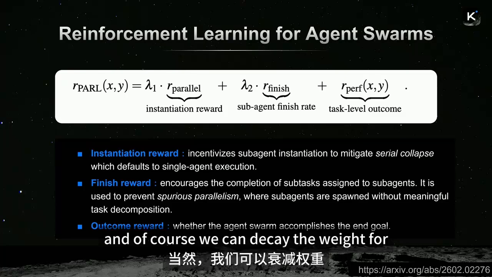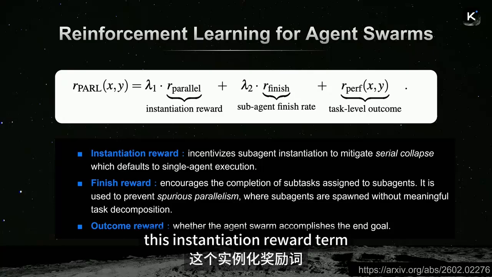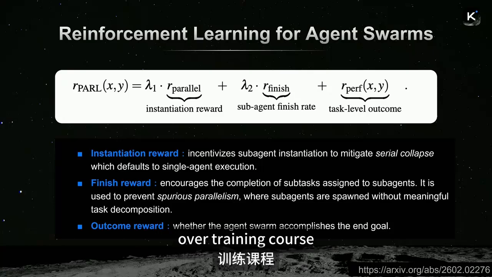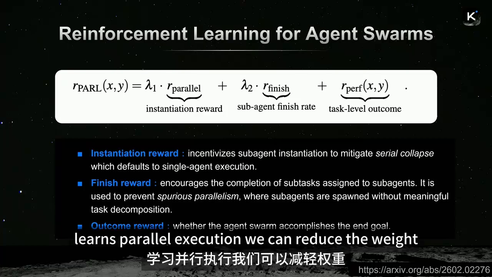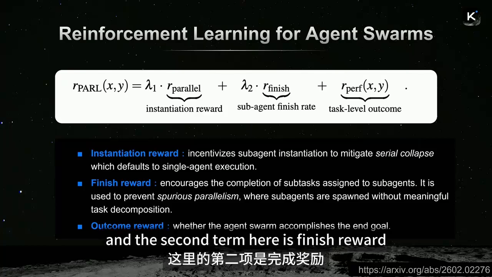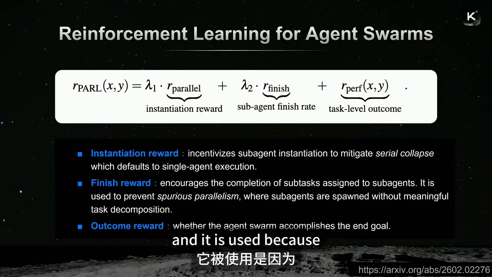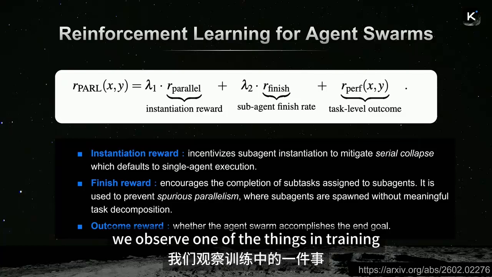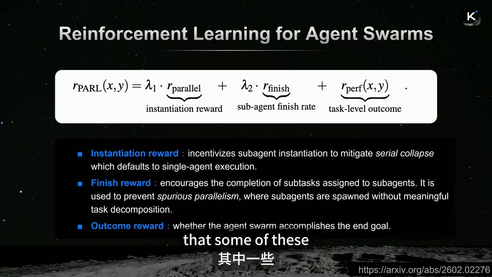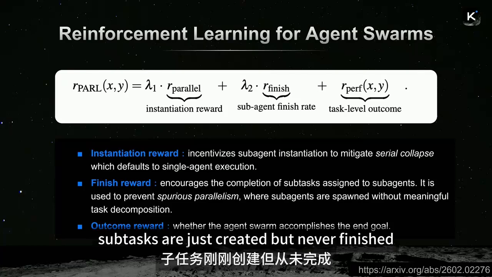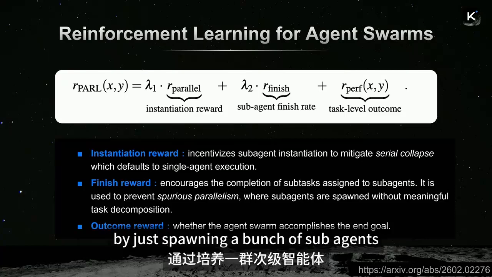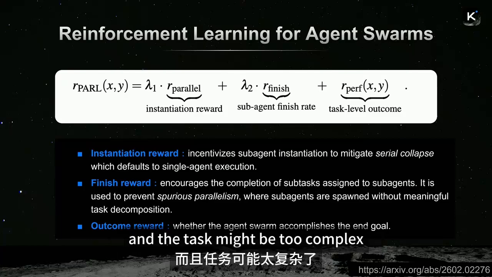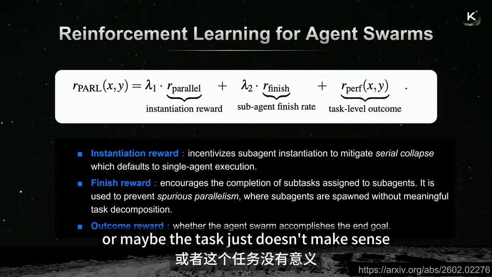And of course, we can decay the weight for this instantiation reward term over the training course, because when it learns parallel execution, we can reduce the weight. And the second term here is the finished reward. It is used because we observed in training that some of these subtasks are just created but never finished. So it's almost like it's going to hack the first term by just spawning a bunch of sub-agents, and the task might be too complex, or maybe the task just doesn't make sense.